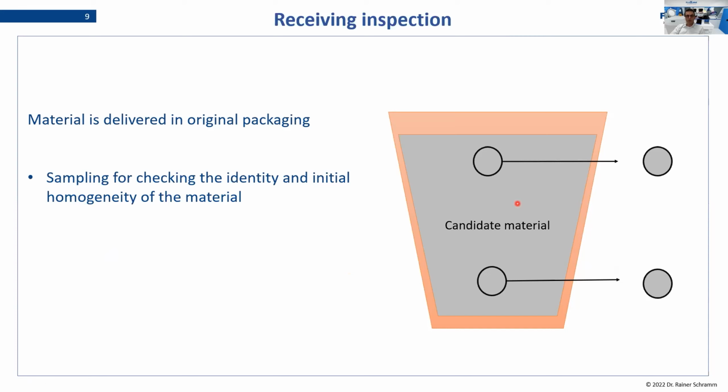And the first thing we do then is that we take the container where the complete material is in, and we take samples, mostly one at the bottom and one on the top. We will then analyze this to find out: is it the material we expect, what is the typical composition, and is there already an inhomogeneity between different positions in that material.